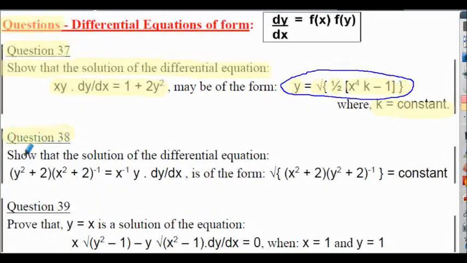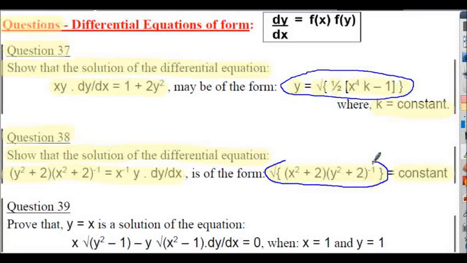Question 38, again, show that the solution of the differential equation, shown here, is of the form square root of the left-hand side bracket is equal to a constant. So we need to show that this left-hand side is indeed equal to the constant on the right-hand side in this particular case. Just notice the notation used here. Our initial expression of y squared plus 2 in a bracket is effectively divided by the x squared plus 2. Note the -1 notation shown here. The reciprocal index used means divide by in this case.